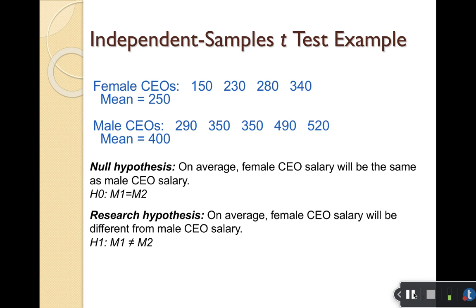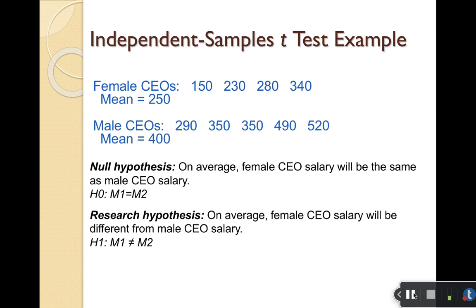Now, for our research hypothesis, there's a couple directions we could go with this. Your book talked about one-tailed versus two-tailed tests. For the purpose of this course, we will only use two-tailed tests. So I could say, on average, female CEO salary will be different from male CEO salary, or in the notation, the means will not equal one another. A one-tailed test might put a direction on it. I could say on average, I think that female CEO salaries will be lower, or I think that they'll be higher.